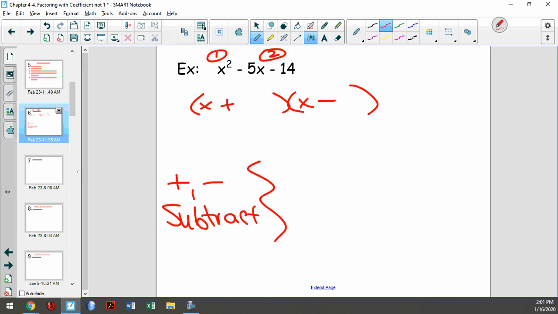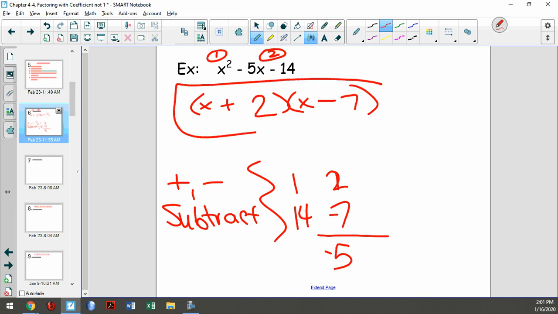Then I need to find my factors of 14, which are going to be 1 and 14, and 2 and 7. And what do they need to add up to? They need to give me a 5. The only way that's going to happen is if the 7 is negative and the 2 is positive. This is what you should have gotten.